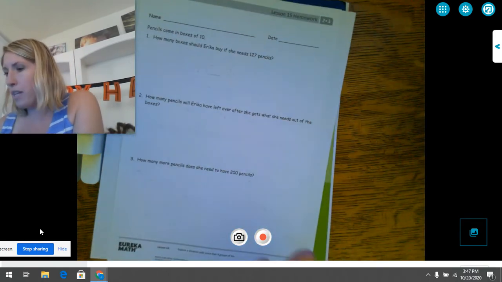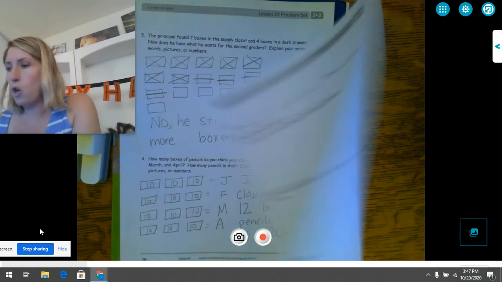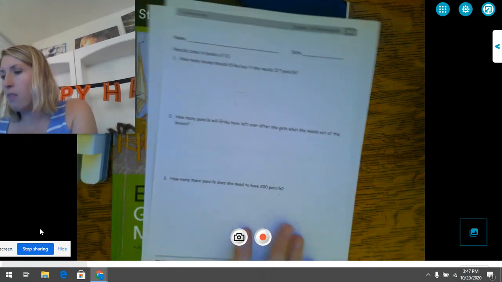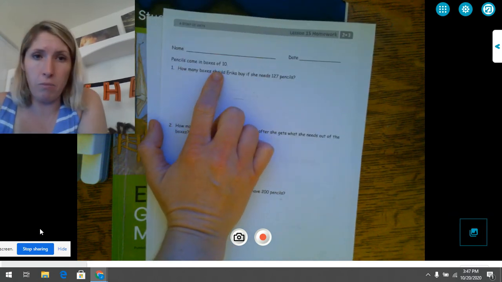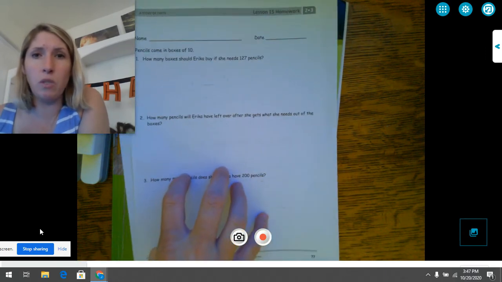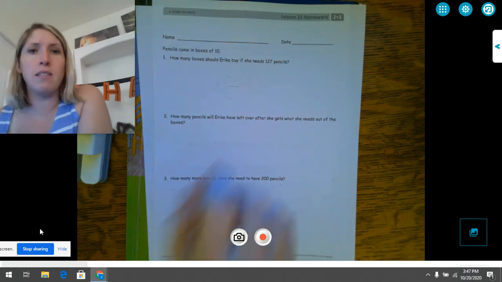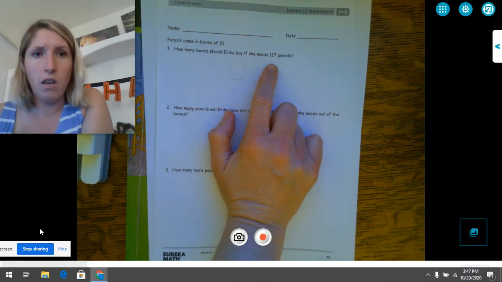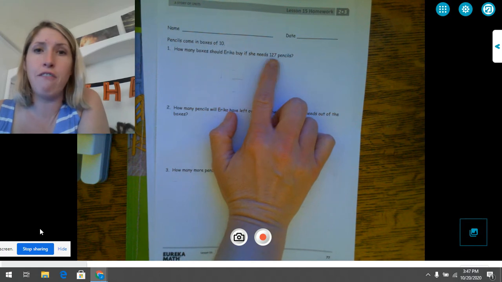So you only have for your homework page 3 problems to worry about. There is no back on your homework page. It is just these 3 problems. And look, pencils come in boxes of 10, just like the problem set problems we just did, okay? So these are almost exactly like the ones we just did together, except a little bit different. So how many boxes should Erica buy if she needs 127 pencils? So you need to figure out how many boxes of 10 she would need to have enough pencils.